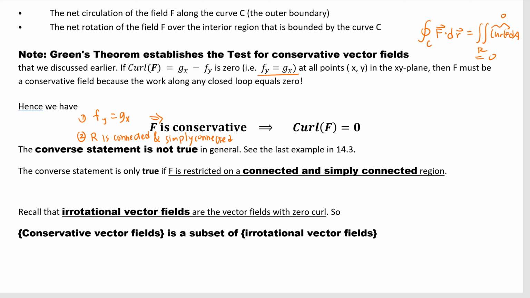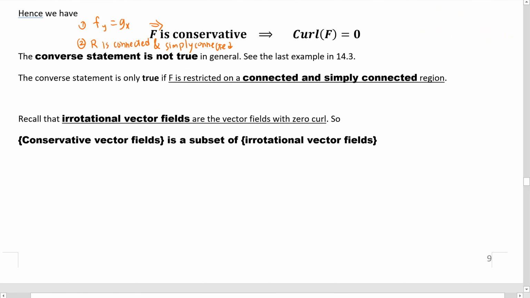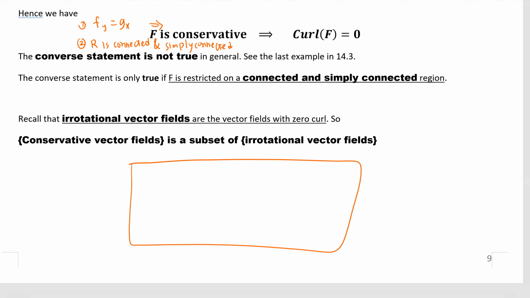Okay, so we call irrotational vector fields the vector fields with 0 curl. Conservative vector fields are a subset of the irrotational vector fields. So if we want to draw a subset relation, then the bigger set is the irrotational vector fields.